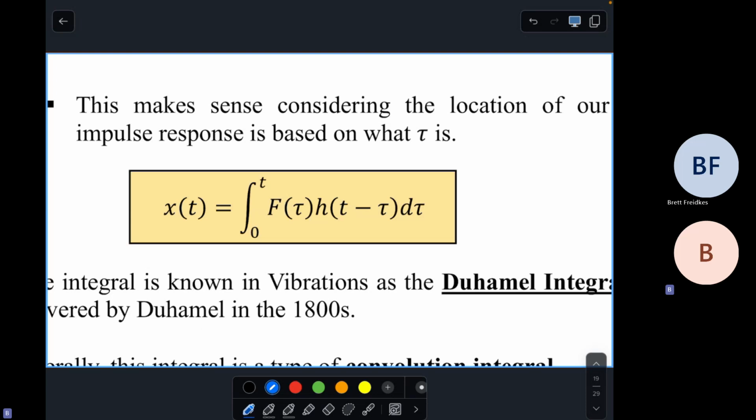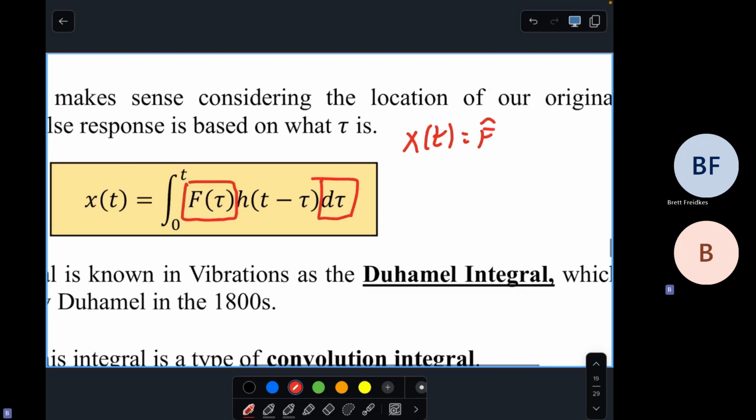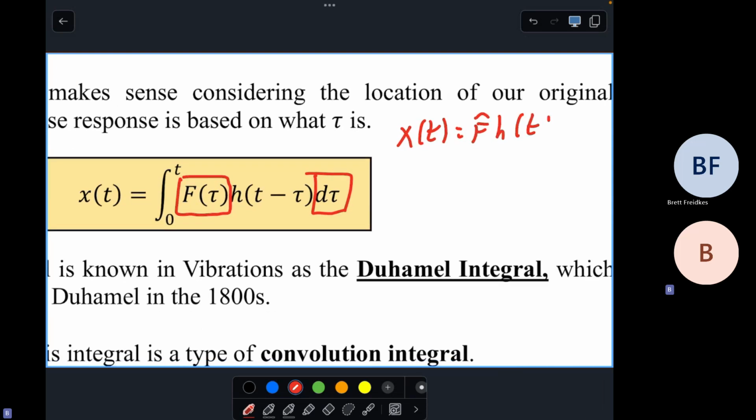So again, this thing here, f of tau d tau, is like an impulse. That's f times delta t. That's an impulse multiplied by the impulse response function. This kind of looks like f hat times h of t, except we're integrating it across the entirety of time from 0 to some arbitrary point.